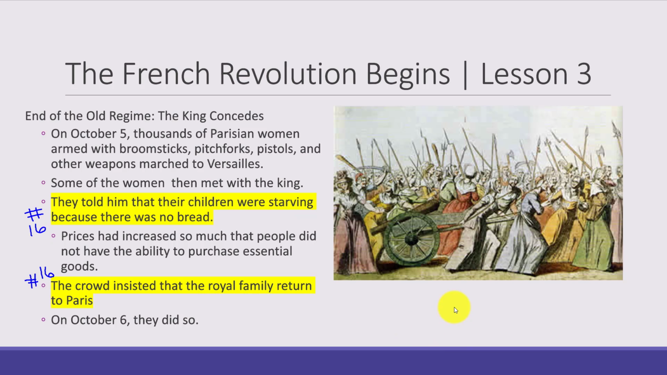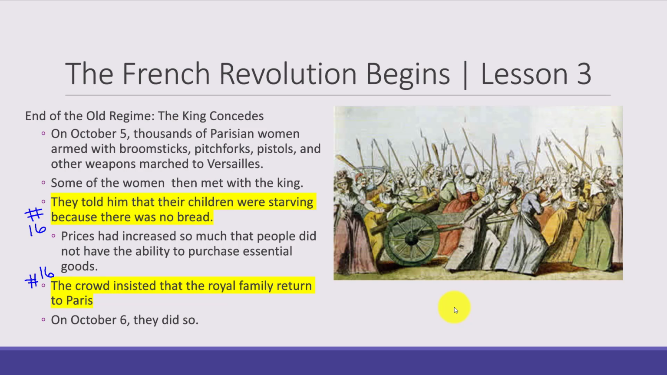Okay, this is 16. So Parisian women had enough. They met with the king, some of them, but they marched to Versailles because they literally had enough. They had enough, and the king was ready to concede. The king was like, okay, I'm done with this, you know.